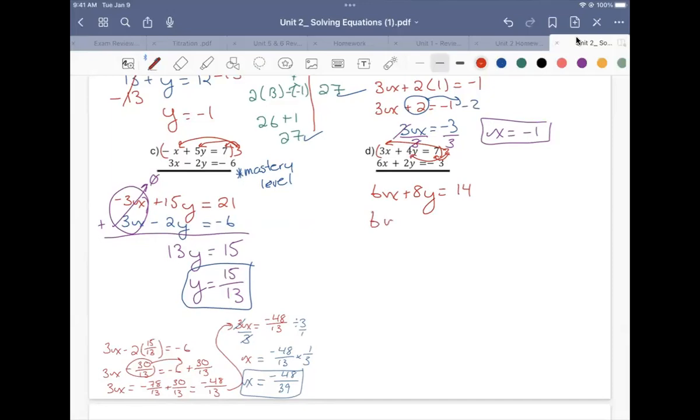That then gives me 6x plus 2y equals negative 3. And because these are the same sign, I am going to subtract them. So that would leave me with 6x minus 6x is 0. 8y minus 2y is 6y is equal to 14 minus negative 3 is 17 over 6. Y is equal to 17 over 6.